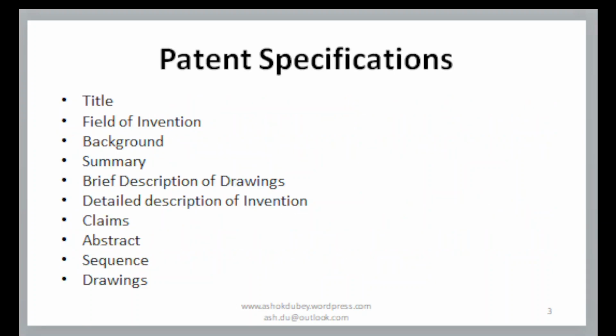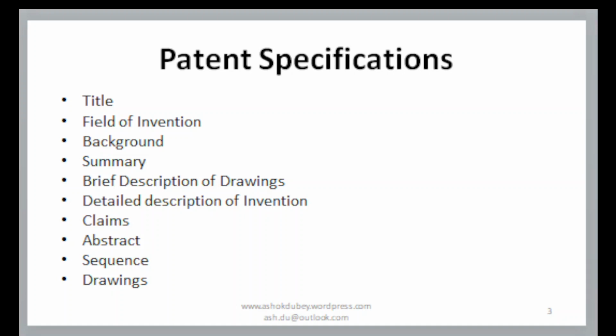Patent specification. What are the parts of a patent specification? This is the structure of an Indian patent. The US patent may differ. It will have the abstract on the top and the other parts of the patent in the preceding way. In our system, we have the title, then there is a field of invention, background, summary, brief description of drawings, if any, and detailed description of the invention. There are claims, which form the heart of a patent. Then there is the abstract.